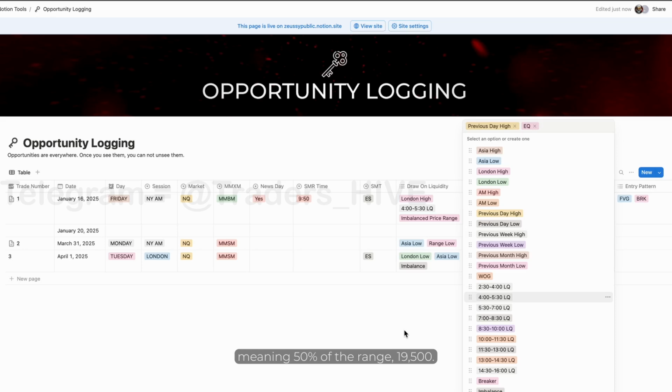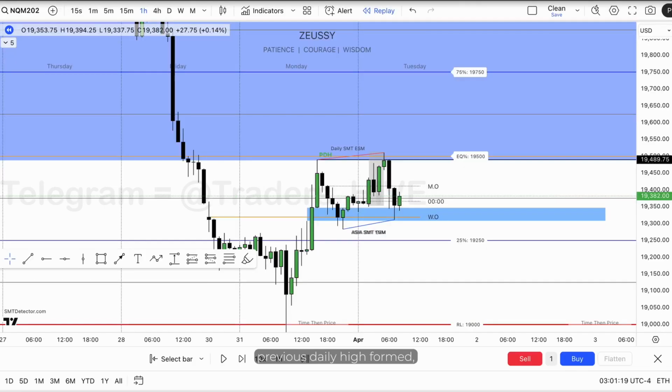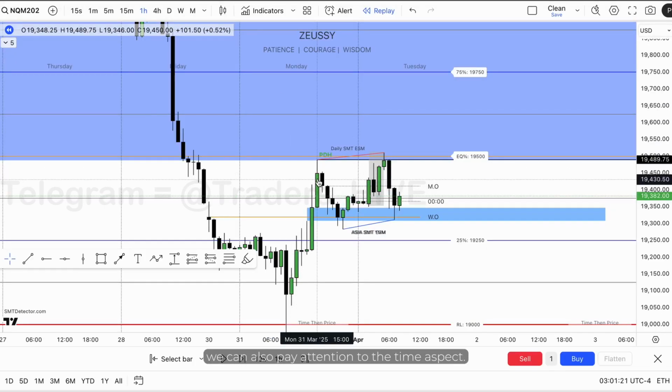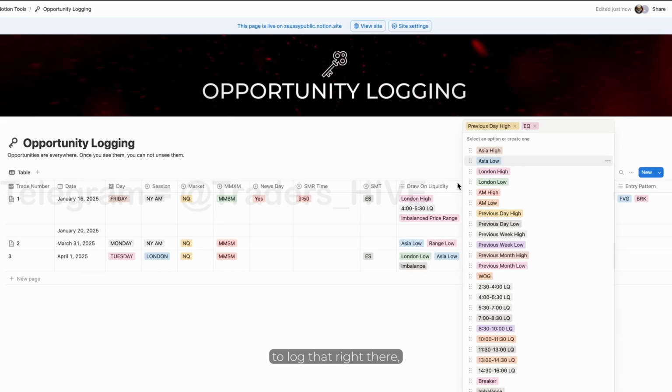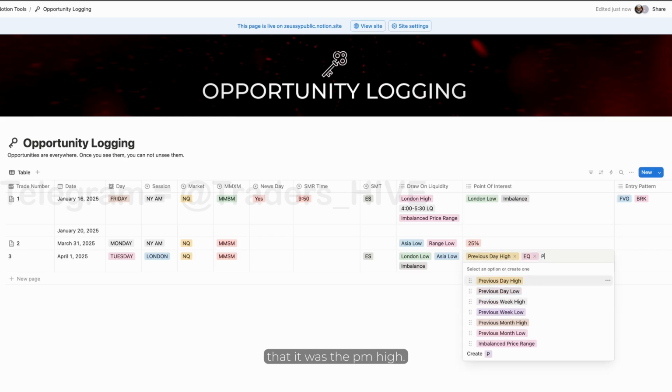90,500. What I would like you to understand is that when we pay attention to when that previous day high formed, we can also pay attention to the time aspect. What I'm then looking at is the exact hour that this high formed, and that was the 3 p.m. hour. Therefore, this is the high of the afternoon session. So I'm also going to log that right there, meaning I'm going to log that it was the PM high.